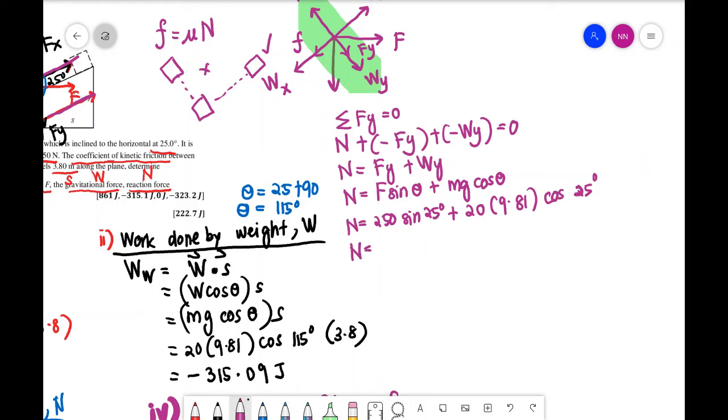So normal force equals 250 times sine 25 degrees plus, in brackets, 20 times 9.81 times cos 25. So normal equals 283.47. So we can determine friction. Friction equals mu times normal. So mu is 0.3, is it?